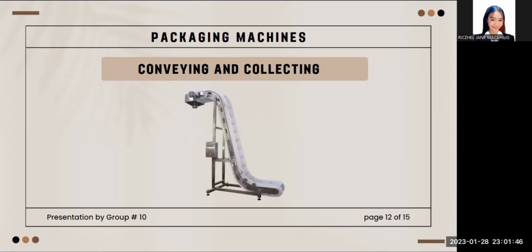So the next one is conveying and collecting. So a conveyor system is a fast and efficient mechanical handling apparatus for automatically transporting loads and materials within an area. So next slide po.